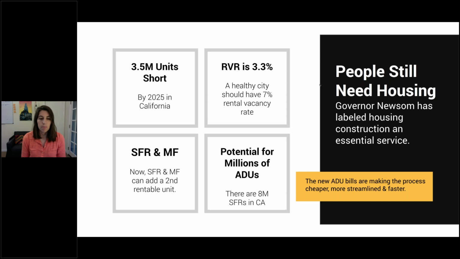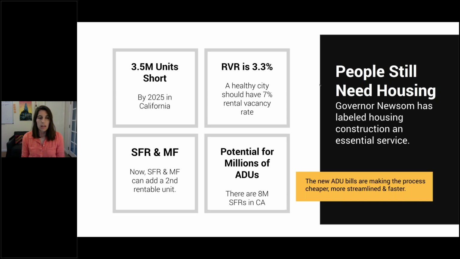And then there's still potential for millions of units to be built in California. One of the really exciting legislative changes that we've seen is that multifamily zone properties can now build accessory dwelling units as well. In some cases, you can build more than one. Investors in particular have been really excited about this. We've been working with a lot of investors throughout the state who are trying to increase the rental capacity for their properties by building additional units.